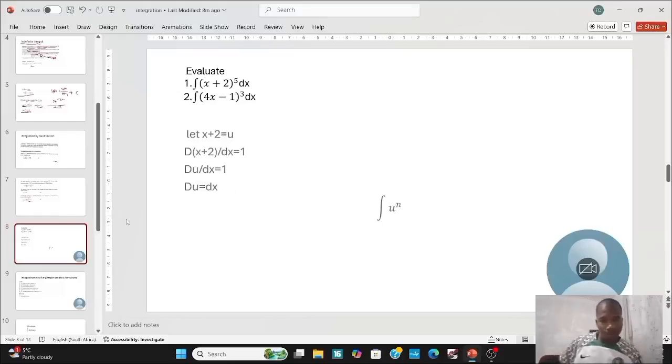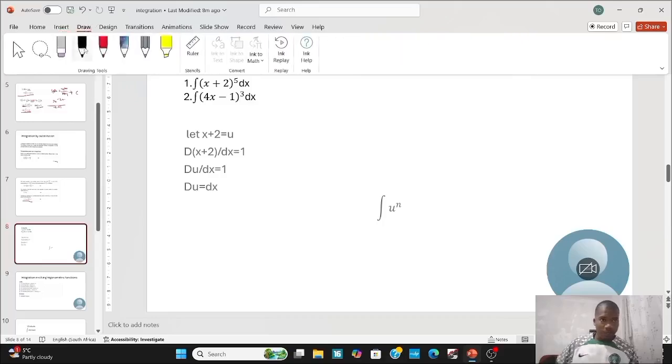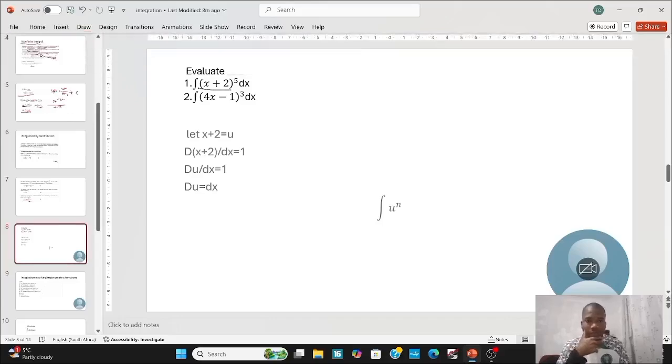So these are the two main problems that we'll be dealing with when we are dealing with integration using the u substitution. Okay, so first things first, what I want us to notice is that whenever we are dealing with u substitution, whatever is inside the brackets, we have to change it into u, right? So we say let x plus 2 is equal to u, right? Then after that, we differentiate.